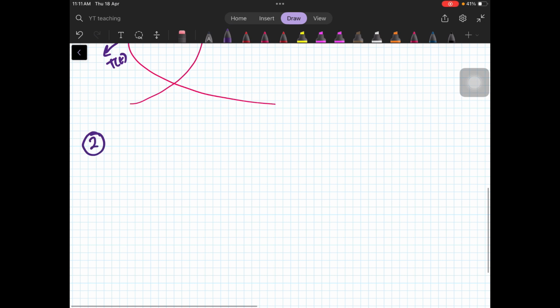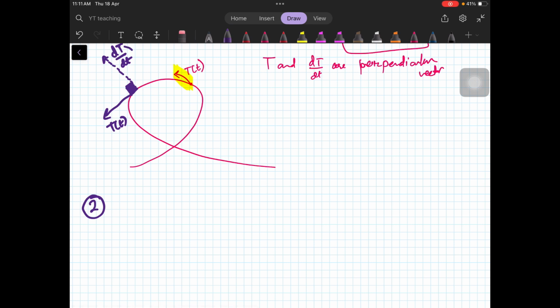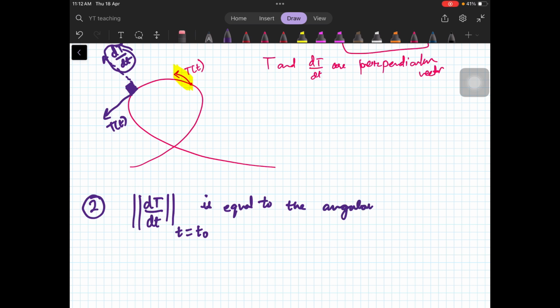Now there is a second property which is a little difficult to prove, but it's okay. Now we are concerned about this vector dT by dt. We are saying that at any point t equal to t naught, the modulus of this vector is equal to the angular rate of change of the direction of T with respect to small t.